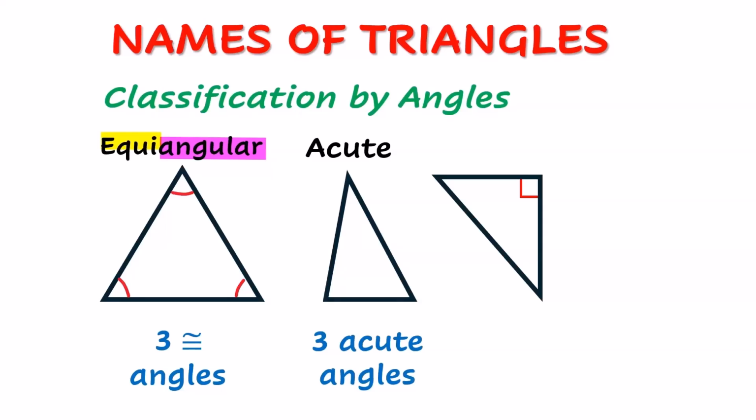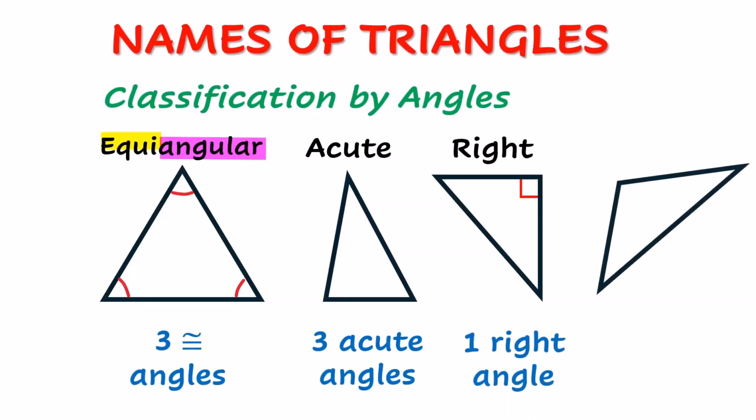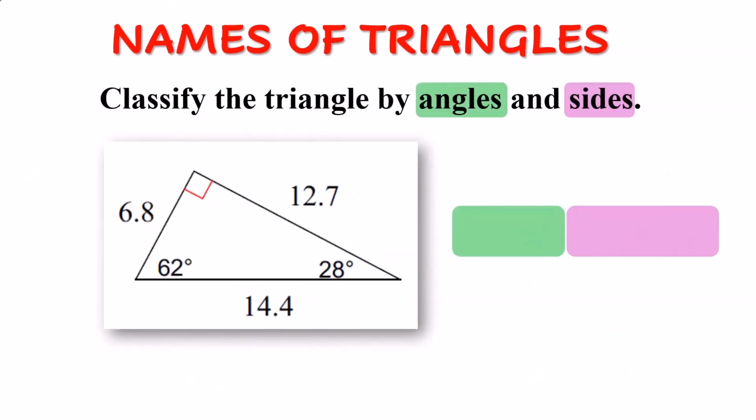And if you have one right angle, it's called a right triangle. And if you have one angle that's greater than 90 degrees, if you have an obtuse angle in there, then you call that triangle obtuse. Let's name these things. Think of it like a first and a last name. We classify it by its angles and its sides.